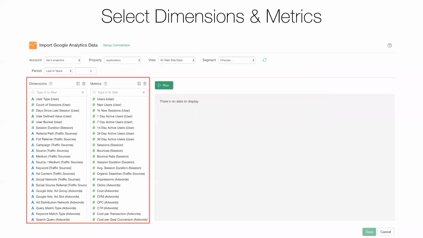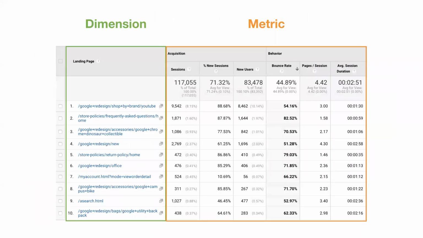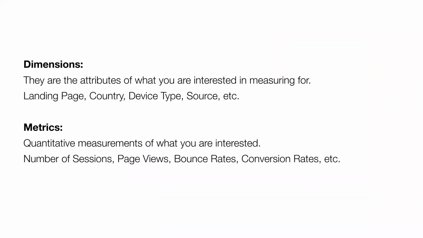The next thing is basically the core thing, the main thing. You select the dimensions and metrics. When you see those in Google Analytics, dimensions are sort of categories, and metrics are the quantitative measures of what you're interested in. So a dimension can be landing page, country, device type, and so on, and the metrics can be number of sessions, page views, conversion rates, and so on.